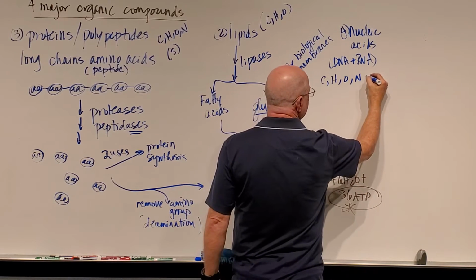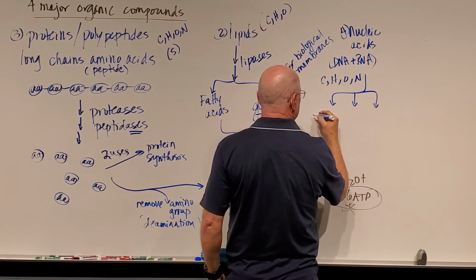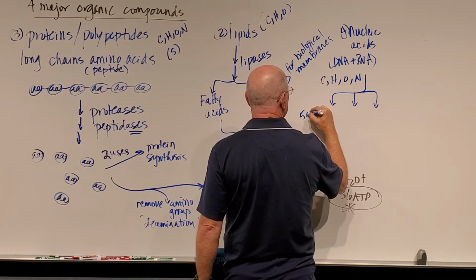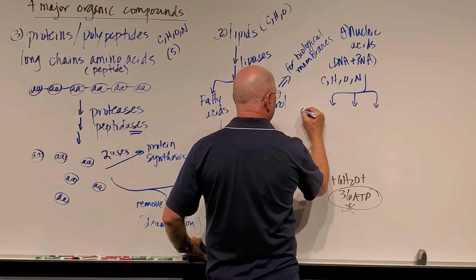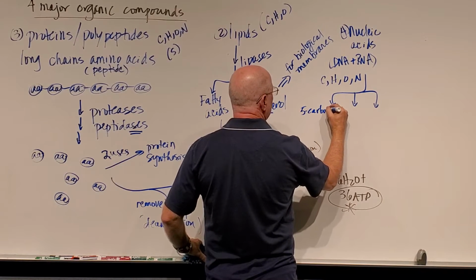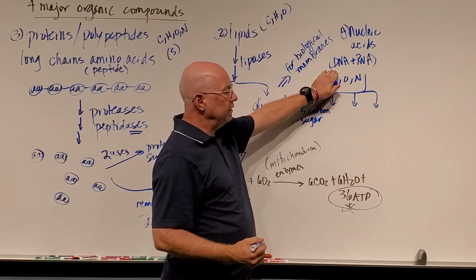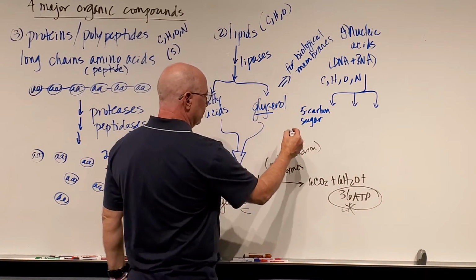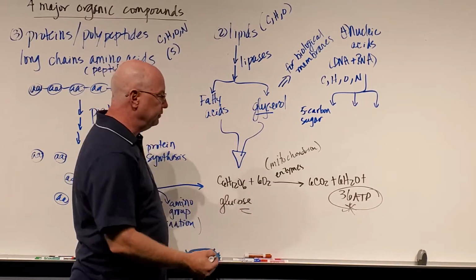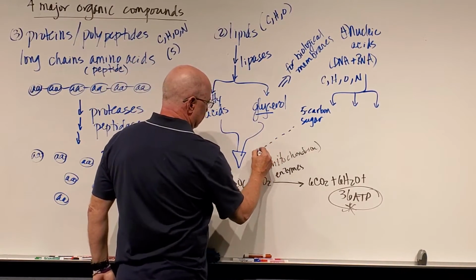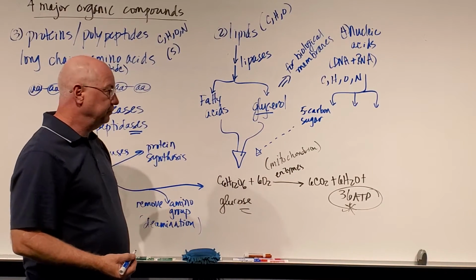If I digest nucleic acids, I'm going to get 3 things out of a nucleic acid. I'm going to get what's called a 5-carbon sugar. That 5-carbon sugar is either going to be deoxyribose or ribose. And look, if I do some chemical manipulation with some leftover carbons from somewhere else, I can convert that 5-carbon sugar into glucose if I wanted to.